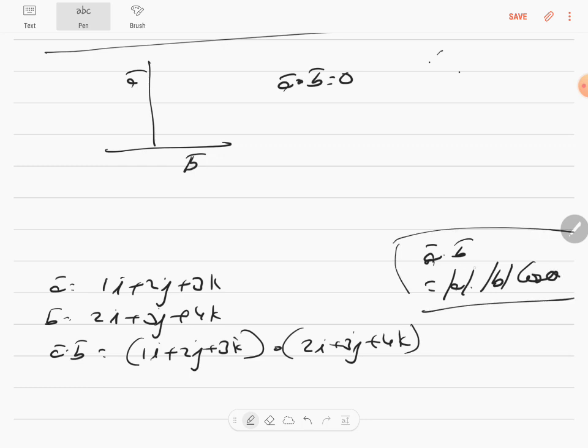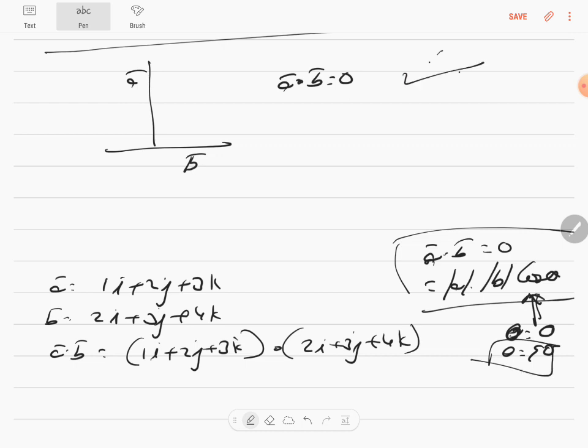A physics student will know it readily, but for a commerce student who won't know, the dot product involves cos theta: magnitude of A into magnitude of B into cos theta. If theta is 90, the dot product will become 0. You understand? So if they're perpendicular, obviously theta will be 90.